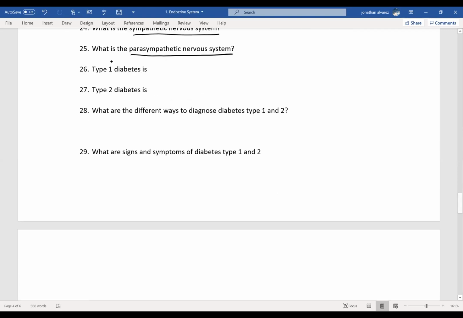Okay, so in the notes I had very distinct ways of diagnosing type 1 and type 2. Let's see.